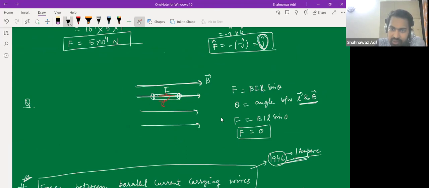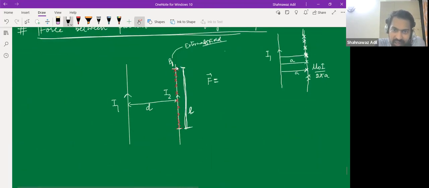Yes. So we have this current I2 flowing, and we have this external field due to the other current. This current is providing the external field at this point. So the magnetic force would be B1, I2 and this length L. If I am wrong, please correct me, guys. Is this point clear, guys?